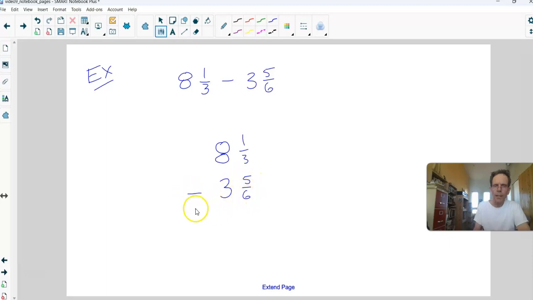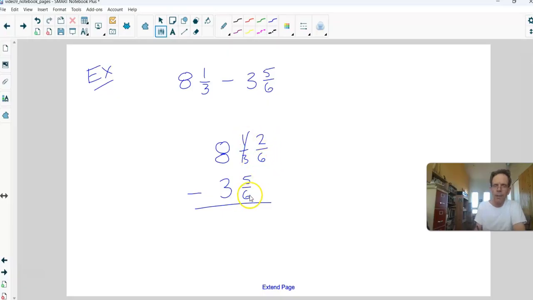So we're subtracting 3 5/6 from 8 1/3. We need to get a common denominator. What is that common denominator? 6. So 3 goes into 6 twice. 2 times 1 is 2. Okay, so we have 2/6 as an equivalent fraction to 1/3.